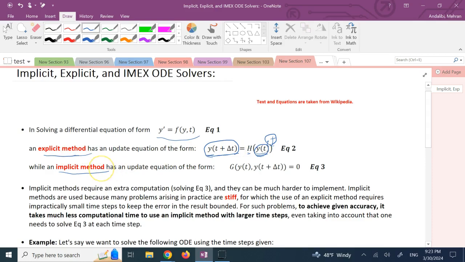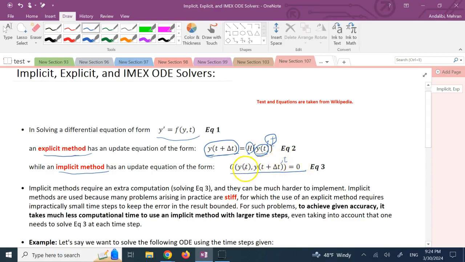So it's a very easy and very fast update, which we call the explicit method. Now sometimes the next value of y is not directly given as a clear function h of y. It's actually an implicit function like this, where g of y and y of t plus delta t, again there could be some t as well here, equals 0.